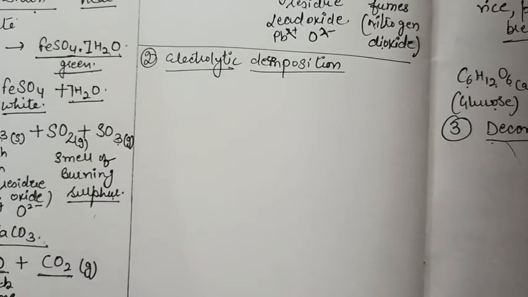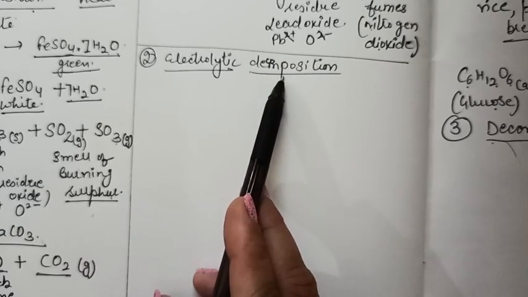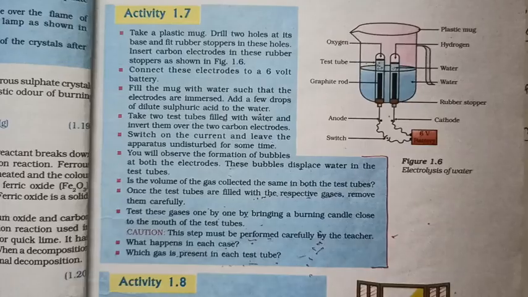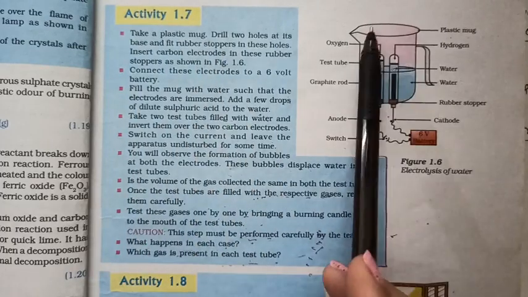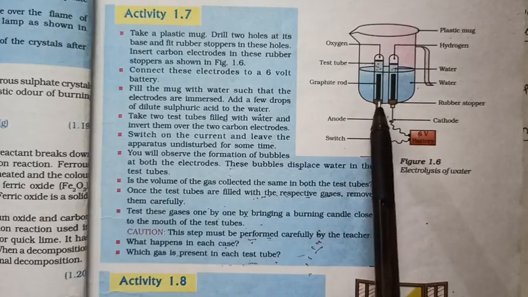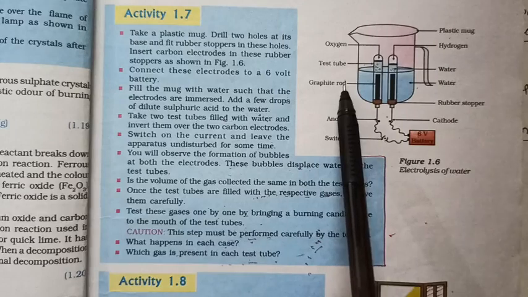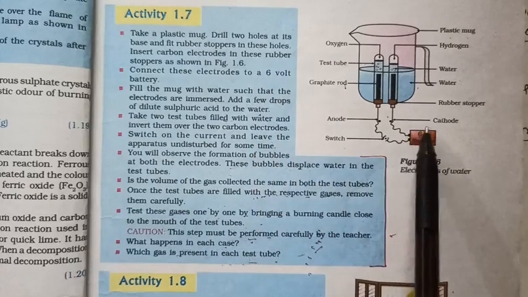The second type of decomposition reaction is electrolytic decomposition. It means that in these, the compounds are decomposed by supplying electricity. In our book this activity is given, activity 1.7. Take a plastic mug, drill 2 holes at the base, fit rubber stoppers in these holes and insert graphite rods. These black colored rods are graphite rods and they are electrodes. Connect these electrodes to a 6-volt battery.